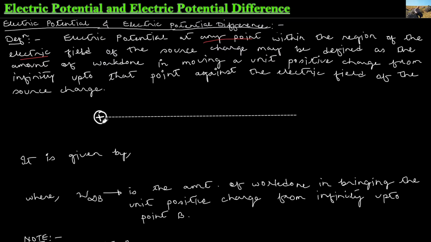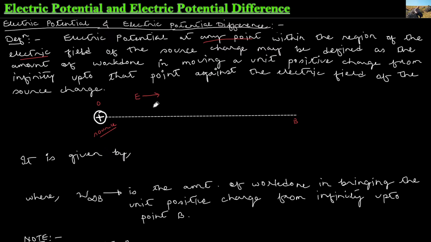We know that if I consider this as the source charge, this source charge will produce its own electric field. Say if E is the electric field, since it is a positive charge, it will be directed radially outwards. Now, assume this source charge is located at point O, and the electric field of the source charge extends up to point B.